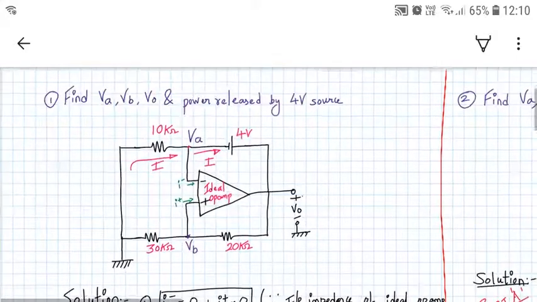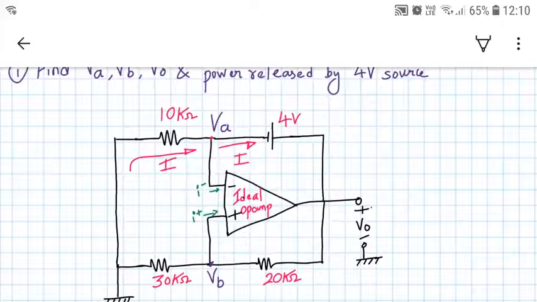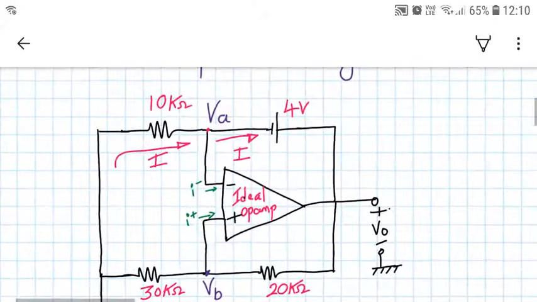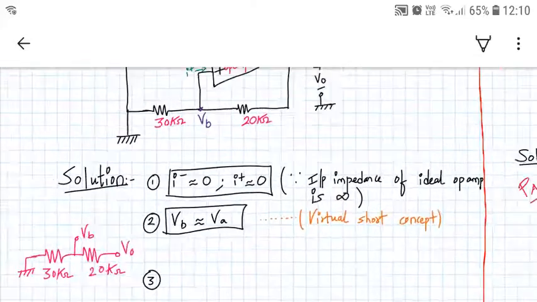Okay, so let us start with the analysis. We are assuming that the current flowing through the 10 kilo ohm resistor is I, and the same current flows through the 4 volt DC source. Why? Again, because the current flowing into the op-amp terminal is almost equal to 0. So the same current flows through the 10 kilo ohm resistance and through the 4 volt DC source.